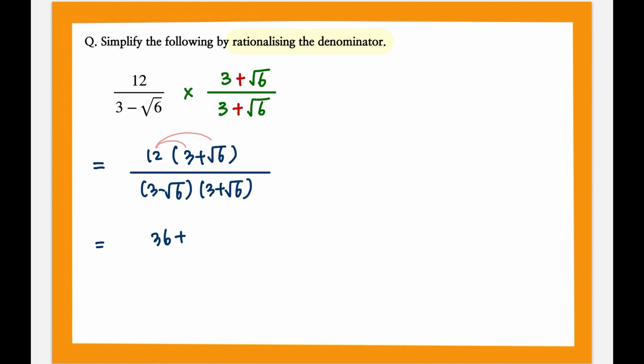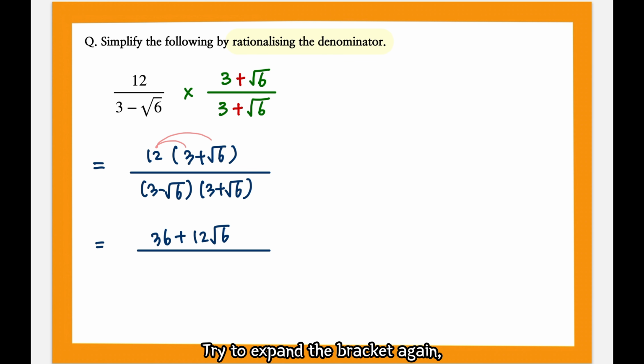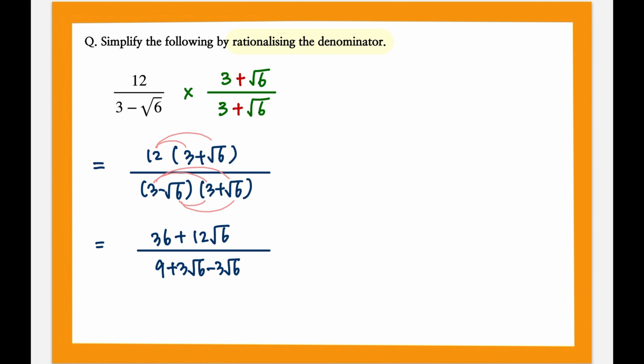So 36 plus 12 root 6 over. Try to expand the bracket again, then we could expand 4 times. So in that case, we get 9 plus 3 root 6 minus 3 root 6 and minus 6. How do we get minus 6 at the end? Because root 6 multiplied by root 6 is equal to 6. So we just wrote minus 6 at the end.